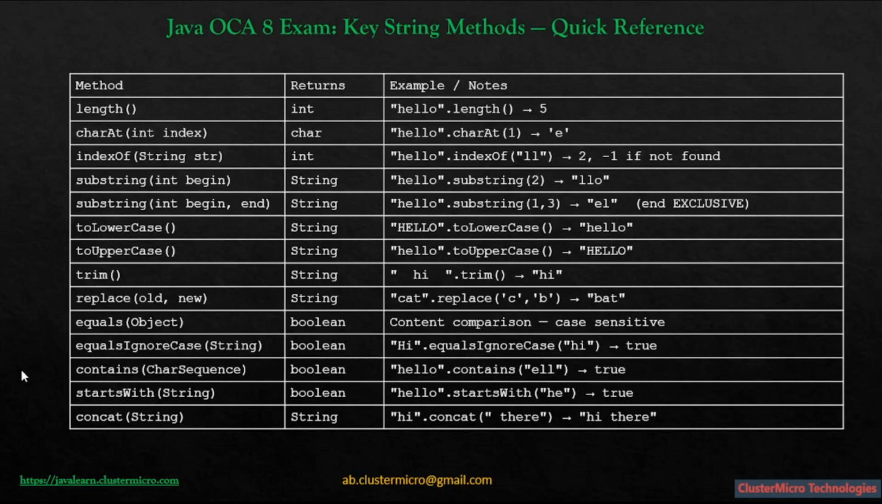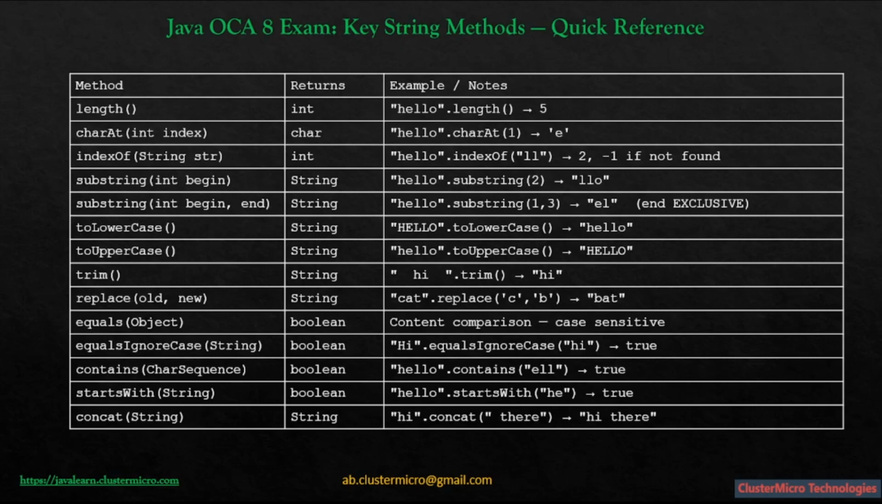substring(int begin) returns everything from the begin index to the end of the string. So hello.substring(2) returns llo, characters at indices 2, 3 and 4. And then we have substring(int begin, int end). This is the one with the trap. The begin is inclusive and the end is exclusive. hello.substring(1, 3) returns el, characters at indices 1 and 2. Index 3 is not included. The end index is always excluded. This is the same convention as Arrays.copyOfRange. Okay, so inclusive start and exclusive end.